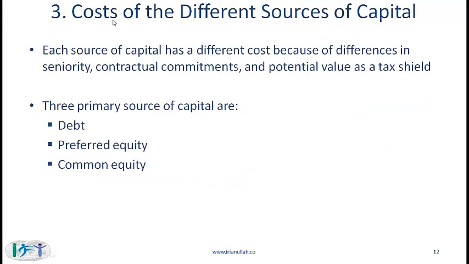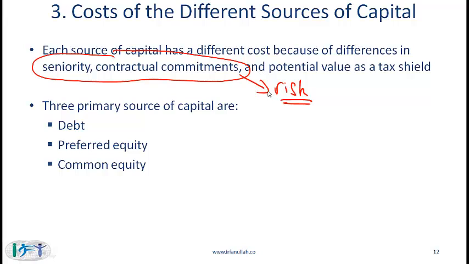Coming now to the costs of the different sources of capital. Each source of capital has a different cost because of differences in seniority, contractual commitments, and potential value as a tax shield. Seniority and contractual commitments essentially indicate the risk. When we talk about seniority, what we mean is the following.